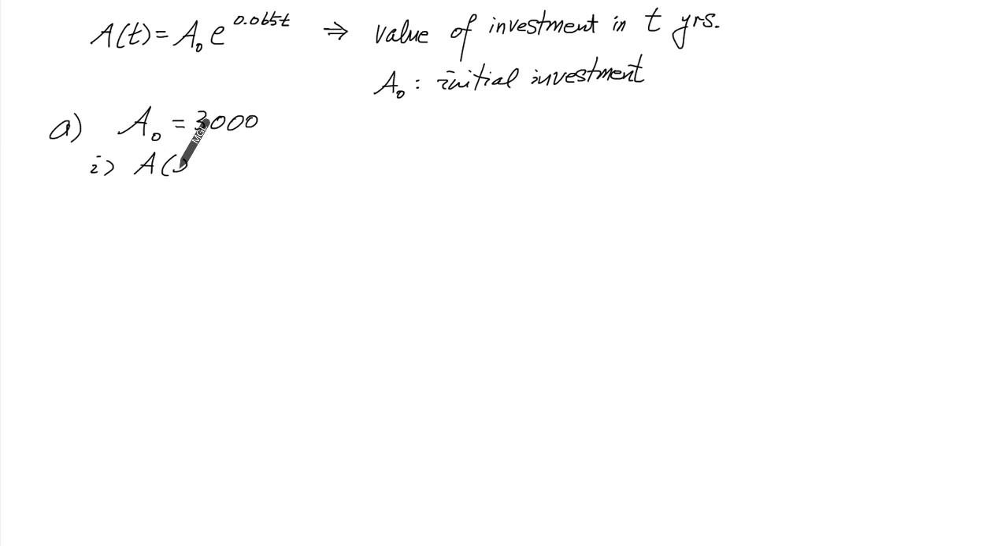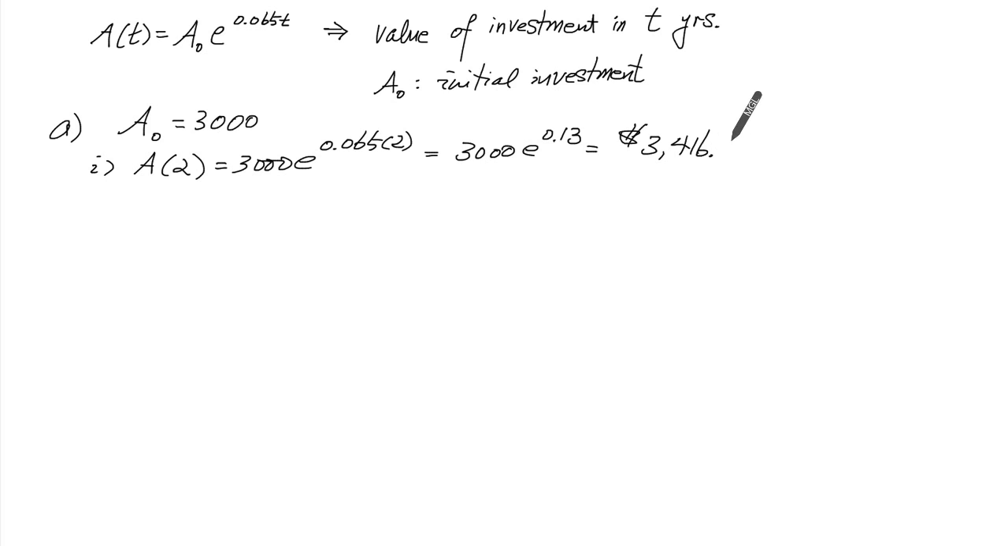So A(2) is equal to 3,000 times e to the power of 0.065 times 2, which is 3,000 times e to the power of 0.13. Punch that in your calculator and we get an investment value of $3,416.49.